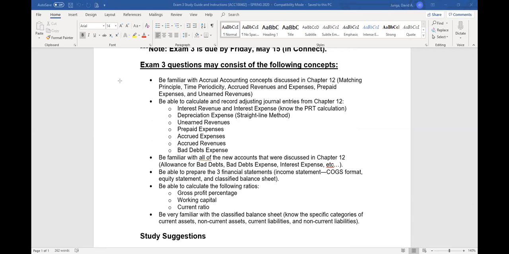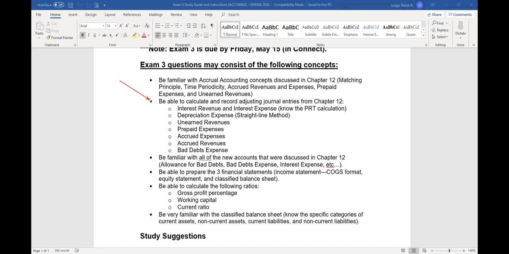Notice we've got stuff from accrual accounting. That's chapter 12. Matching principle, time periodicity, all the stuff we did with chapter 12. I spent some time on that. Interest, know how to do interest calculations. PRT, I gave you a couple of handouts. I'd study those. Depreciation expense, unearned revenues, prepaids, accruals, bad debts expense. That's your uncollectible accounts expense, some of those new ones.